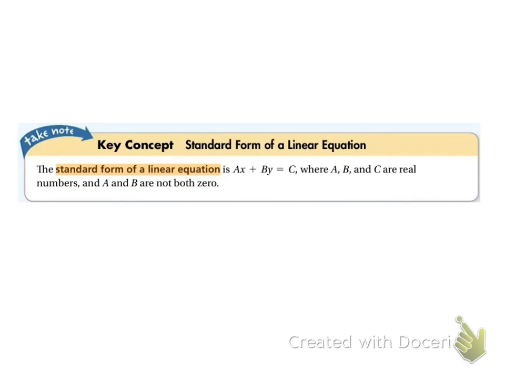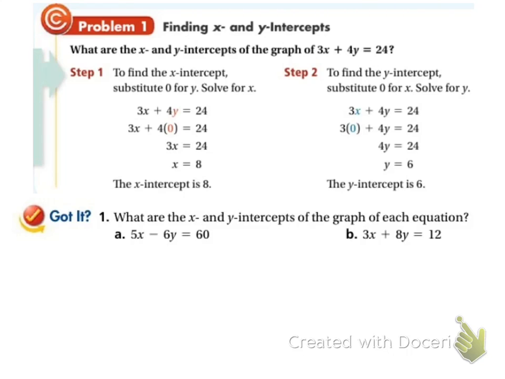Okay, standard form. So we've looked at a couple different forms of equations. Here's another one. That's where we get our X and our Y on one side, and we get our number on the other side. So here are some equations that are in standard form. And we're going to figure out what are the X-intercepts and the Y-intercepts. So remember, our X-intercept is when Y equals 0. And our Y-intercept is when X equals 0.